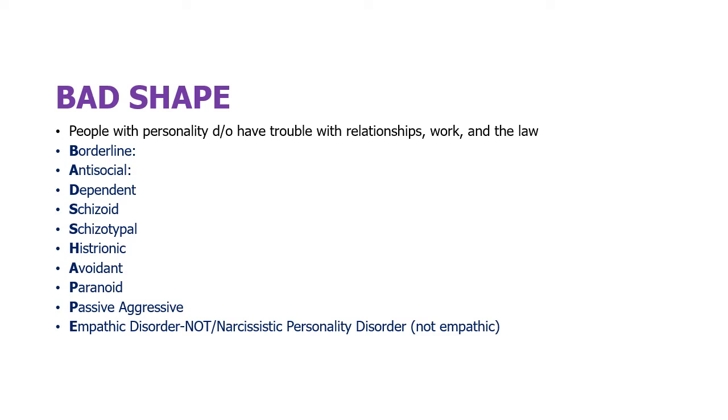Now the signs of personality disorder are described by the mnemonic BAD shape: borderline, antisocial, dependent, schizoid, schizotypal, histrionic, avoidant, paranoid, passive-aggressive, and empathetic disorder, not narcissistic personality disorder. And we're going to get into each of those individually here.